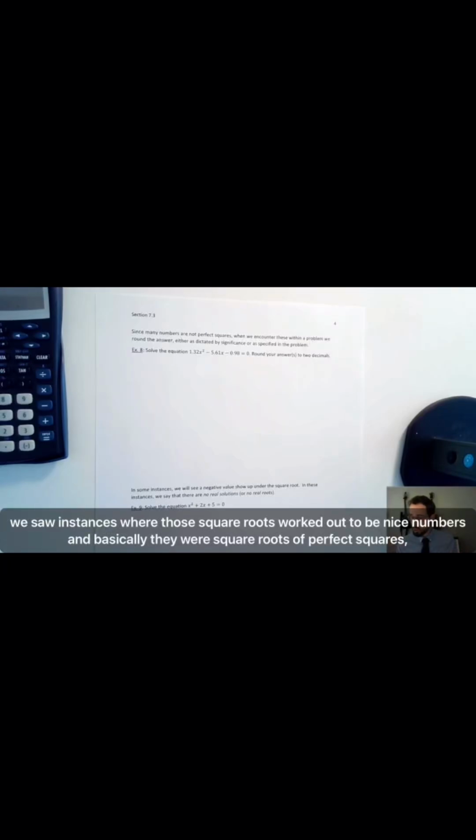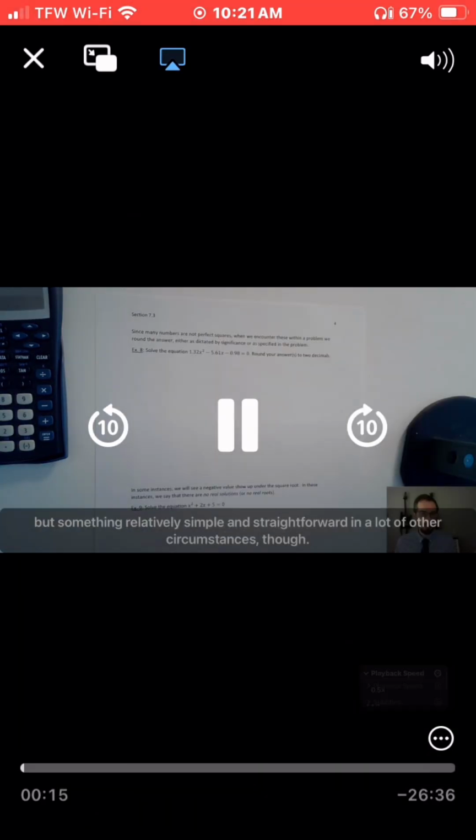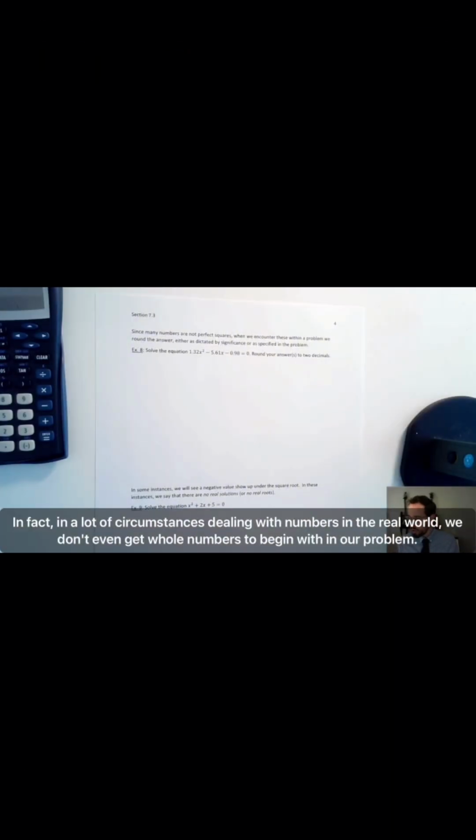Square roots worked out to be nice numbers, basically square roots of perfect squares, meaning that our answer ended up looking like just a whole number or maybe a fraction, something relatively simple and straightforward. In most circumstances, though, we won't end up with perfect squares. In fact, in a lot of circumstances, dealing with numbers in the real world, we don't even get whole numbers to begin with in our problem.